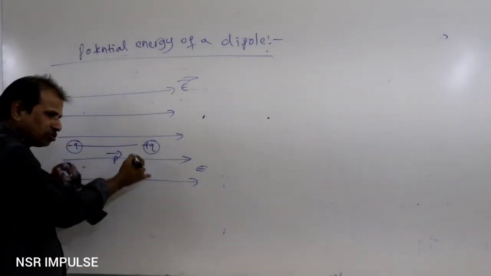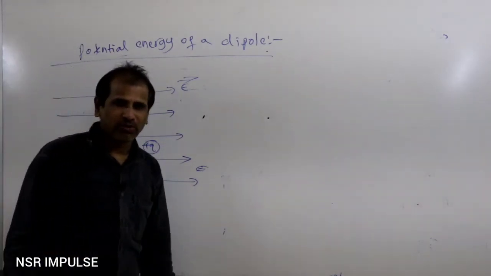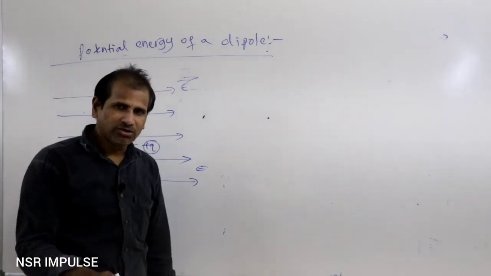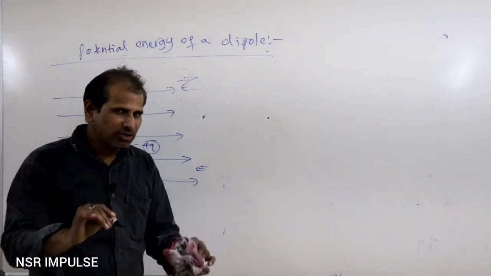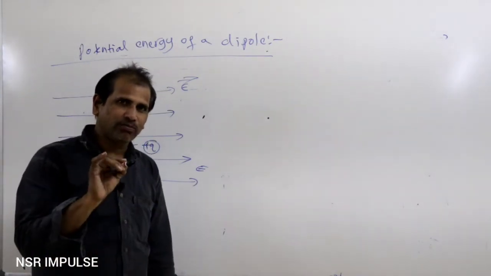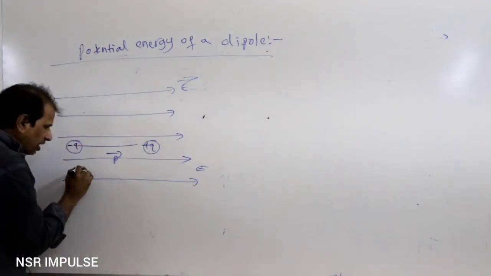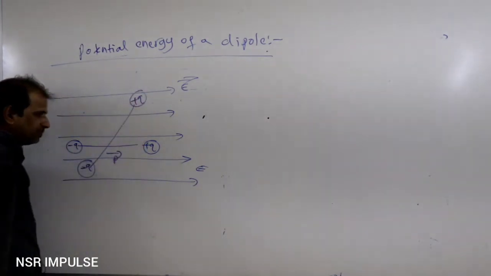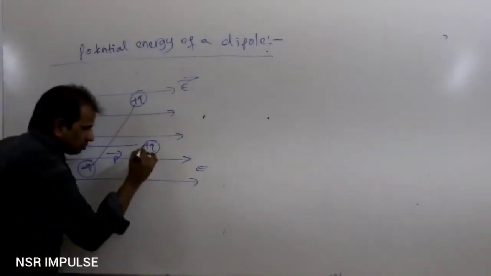So the dipole always wants to remain parallel to the electric field, so that the couple or torque becomes 0. But what we are supposed to do here, to define potential energy, is displace the dipole, minus q and plus q, from theta equal to 0.